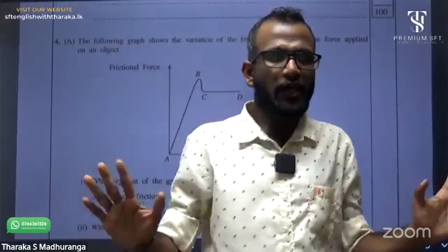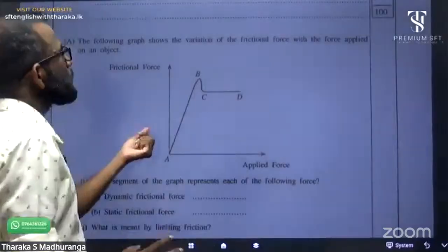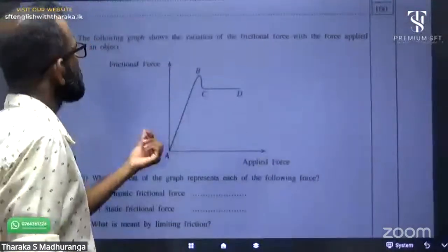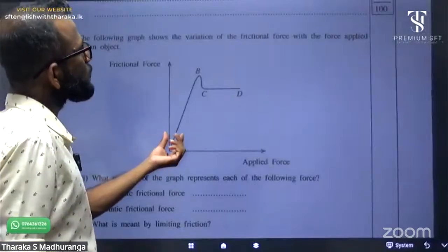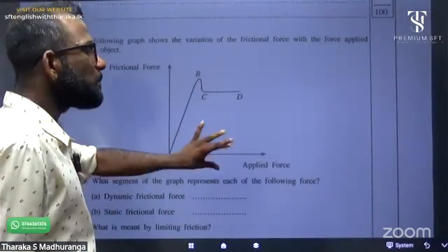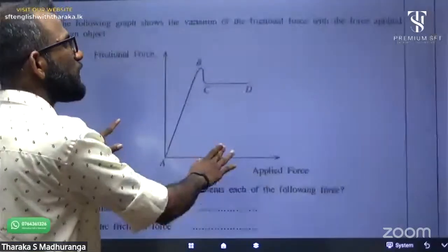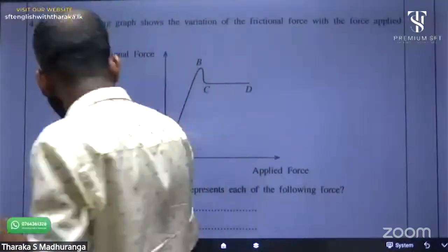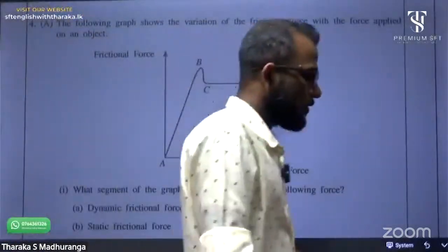Okay, today our first task, 2020 structured question number 4. It's a very simple question based on force and friction force, especially friction force, and some work energy part as well.